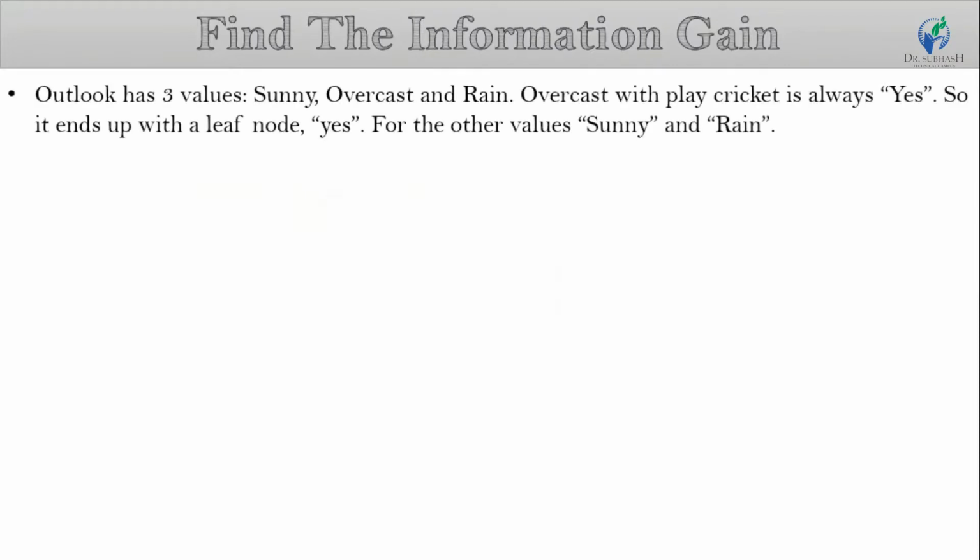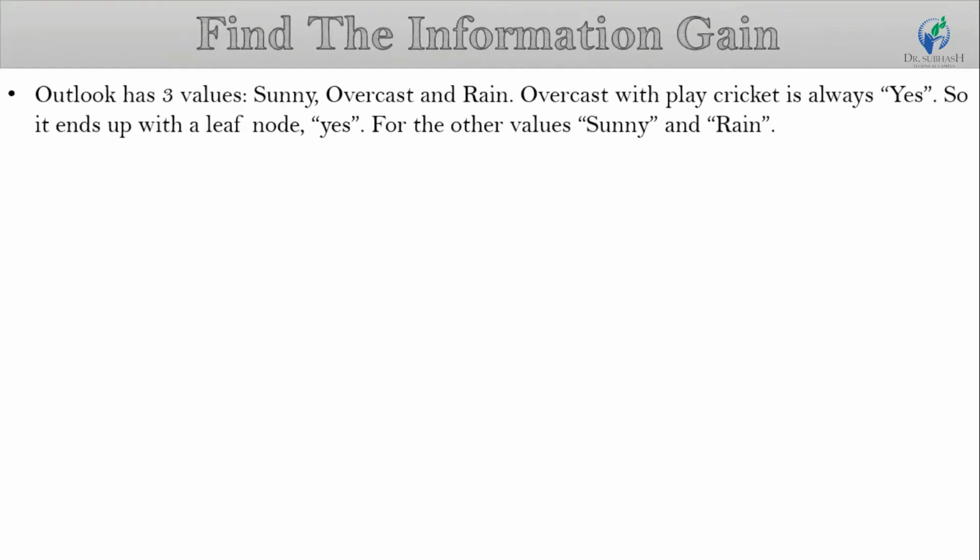Now, we have seen outlook has three values like sunny, overcast, and rain. Overcast with play cricket is always yes, see in our main table. So it ends up with the leaf node, yes. For the other values, sunny and rain, we have found out the equations and we have put their value.